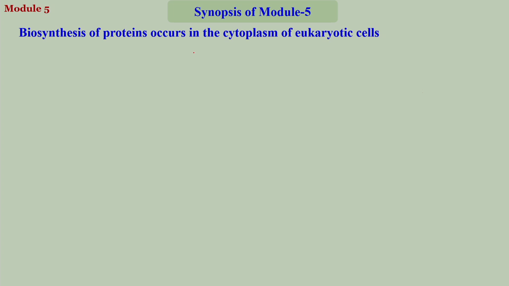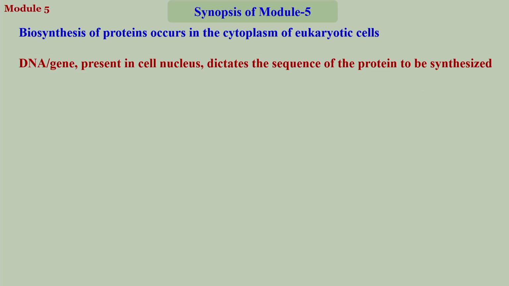Now, what we have discussed in this module is fully about the biosynthesis of proteins. Biosynthesis of protein occurs in the cytoplasm of eukaryotic cells. How does it happen? It takes the information of the original DNA or gene that stays in the nucleus of the cell. The DNA or gene present in the cell nucleus would dictate the sequence of the protein that would be synthesized.